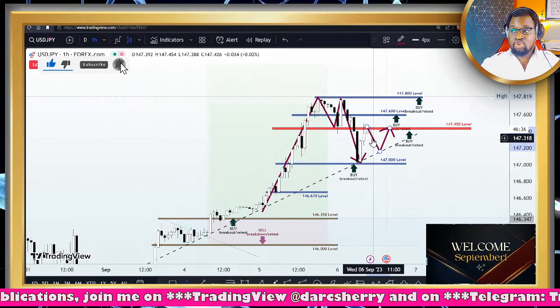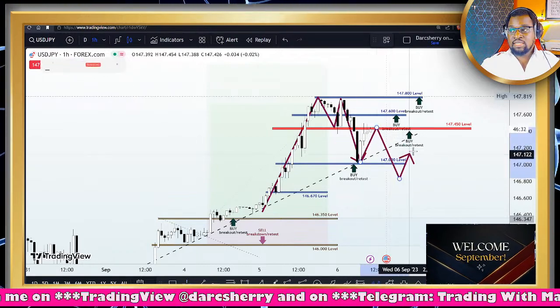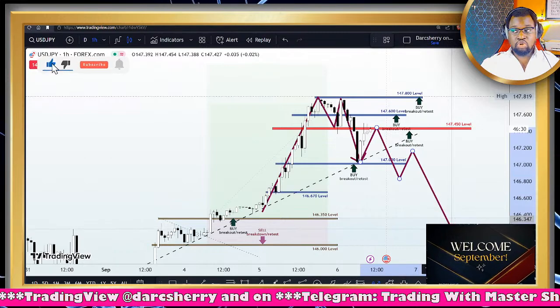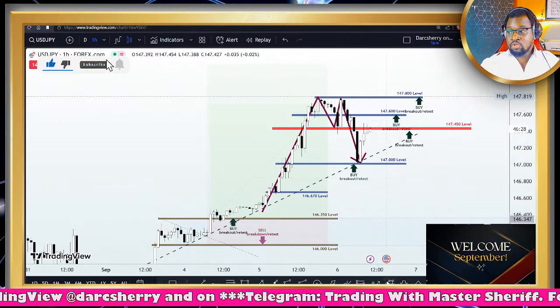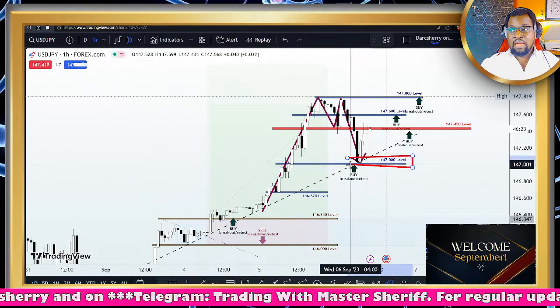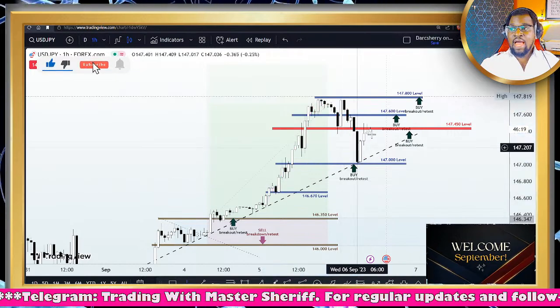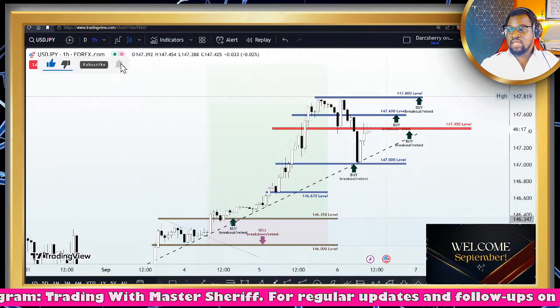However, if price drops below the trend line, then we shall be looking out for selling opportunities at the breakdown retest of the structure. But if price is unable to break below this 147.00 area, we shall be looking out for buying opportunities. Now, what happens if price does not come into this area?